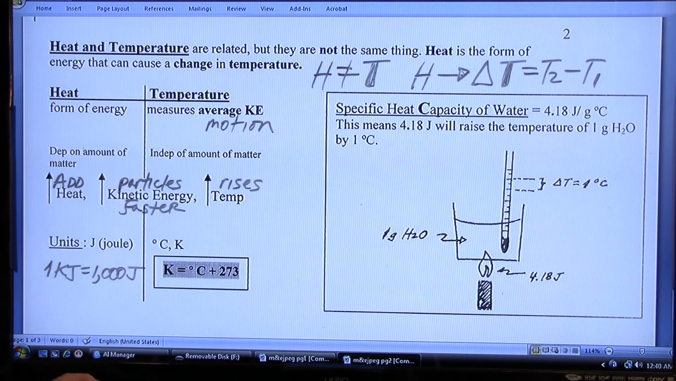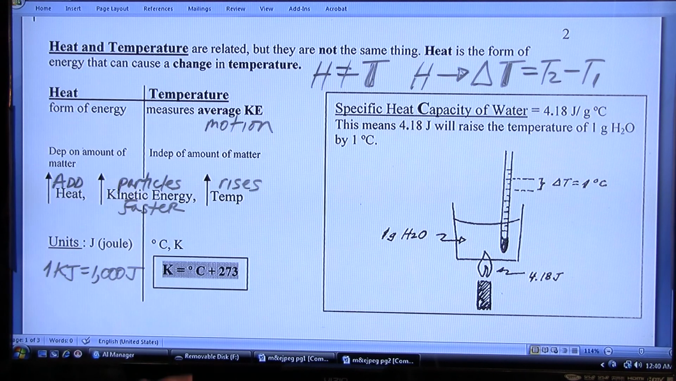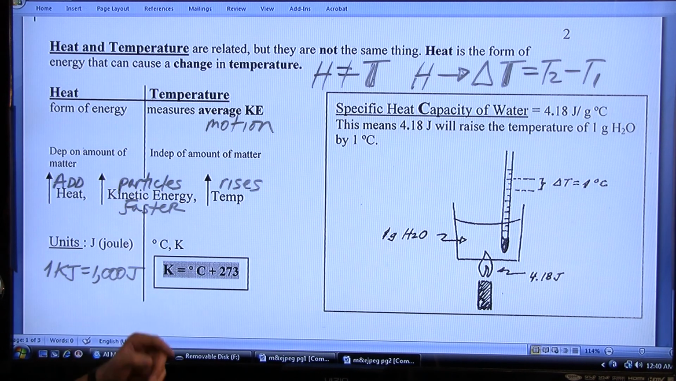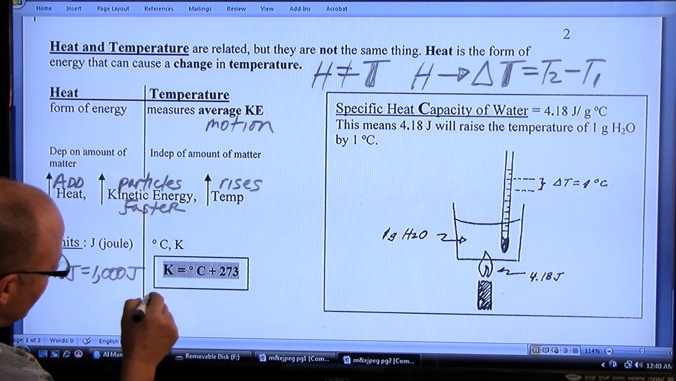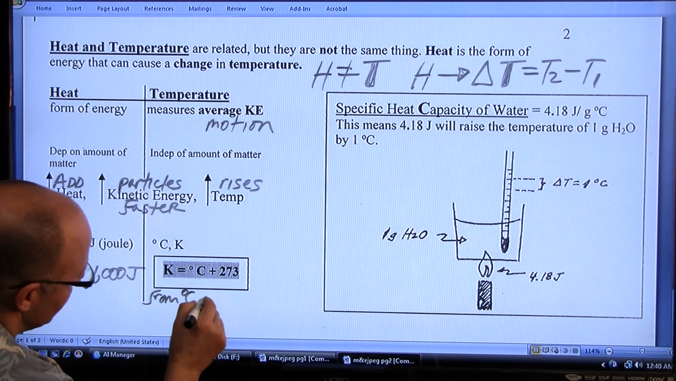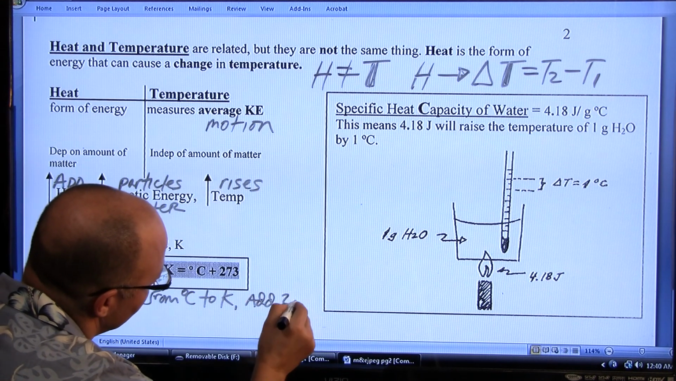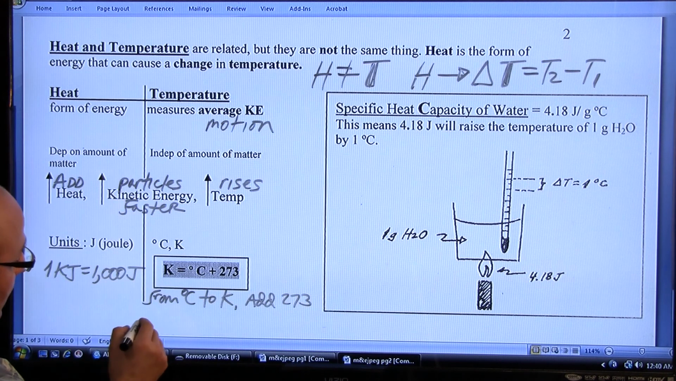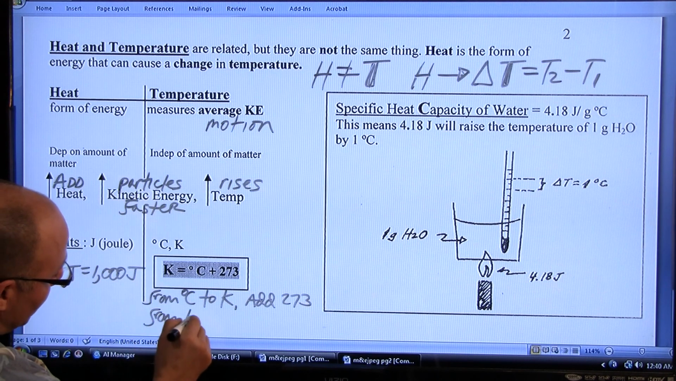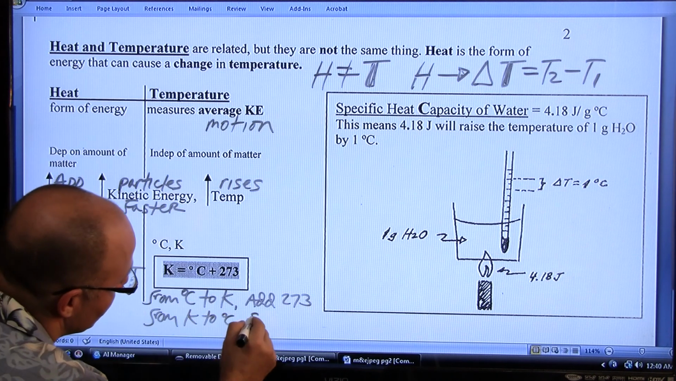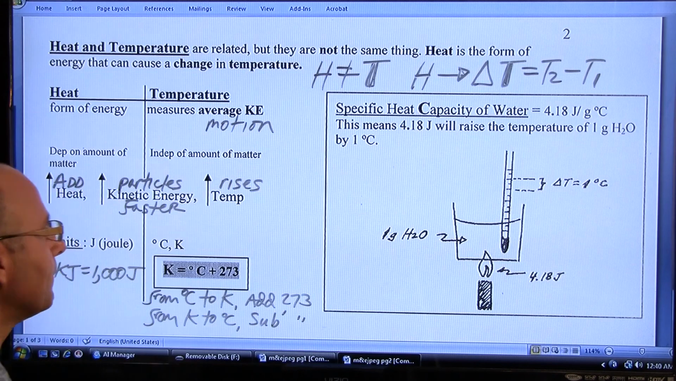And then when you want to convert between Kelvin and Celsius, at the back of your reference tables in Table T, you'll find this formula, which is K for Kelvin equals degrees Celsius plus 273. So if you want to convert from Celsius to Kelvin, you have to add 273. And then the reverse, from Kelvin to Celsius, you subtract 273.